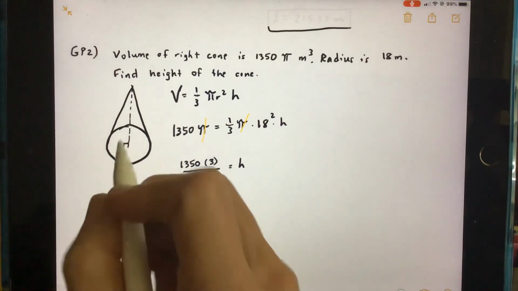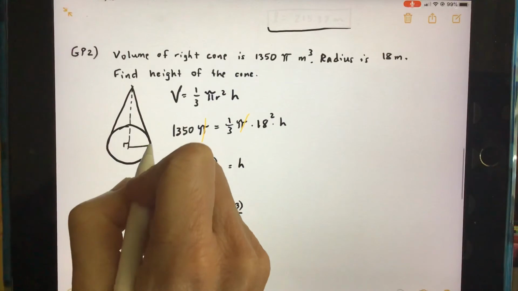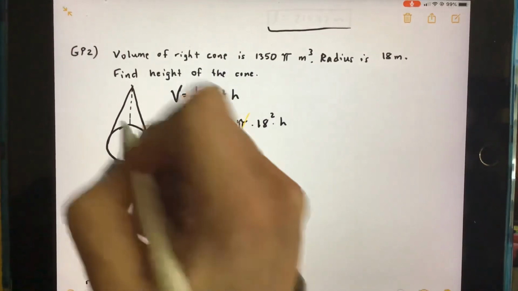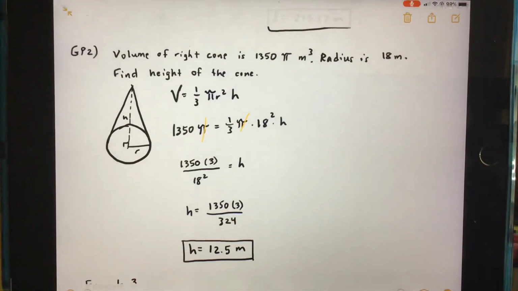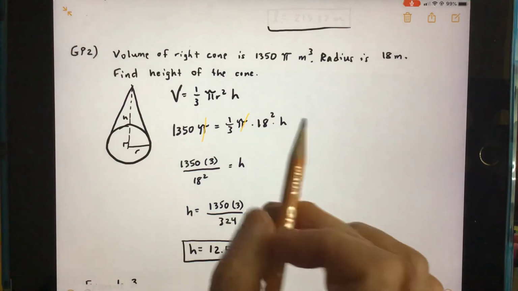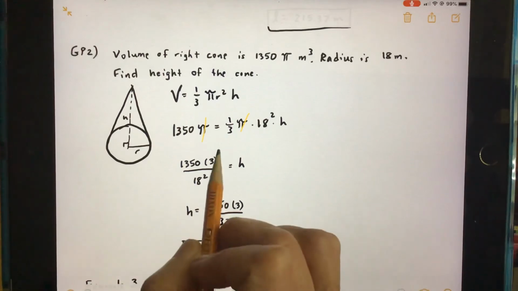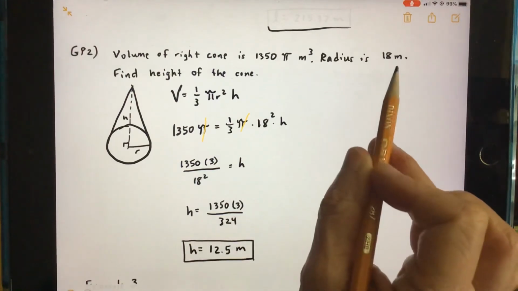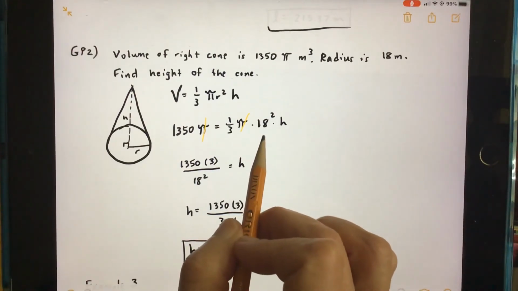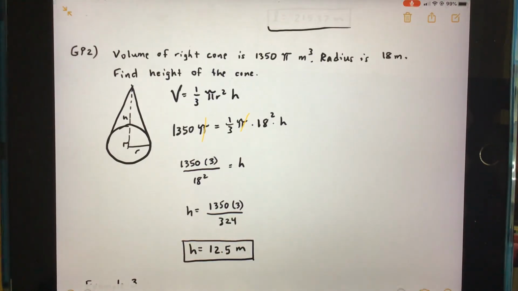I did draw a picture here. I'm going to add a little bit to my picture here. So there's my radius, and there's my height. And so to figure out my answer, I'm going to use my formula for the volume of a cone, V equals 1/3 pi r squared h. Then I plug in what I know. According to what they gave me, there's the volume, 1,350 pi, and that's equal to 1/3 times pi times my radius that was given to me. That's 18 squared. And my height is what I'm trying to figure out, so I leave that a variable.